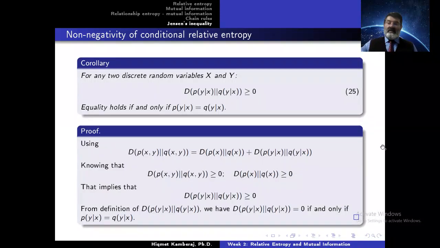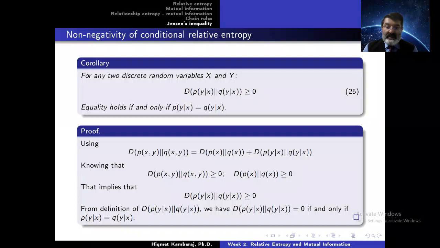Now, another corollary is this one: non-negativity of the conditional relative entropy. Consider any two discrete random variables X and Y. Then the conditional relative entropy, D of p of y given x from q of y given x, is non-negative. Equality holds if and only if p of y given x is equal to q of y given x.